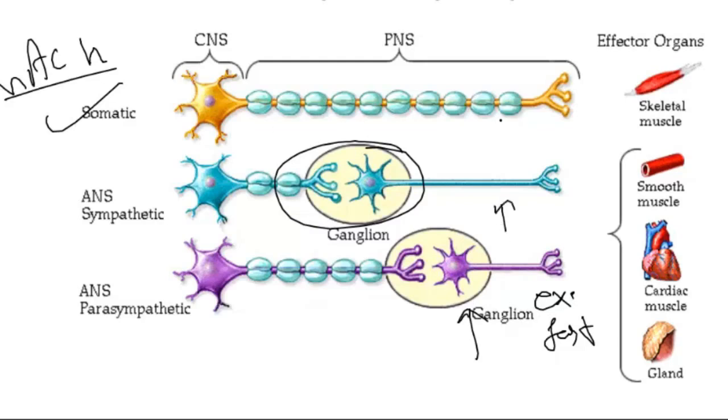But for somatic it's different. In somatic we also talked about NACH, and they will also have a fast response. We know that these somatic neurons are connected to effector organs like skeletal muscle, while the sympathetic and parasympathetic parts of the autonomic nervous system, as you see, are linked with smooth muscle, cardiac muscle and glands.